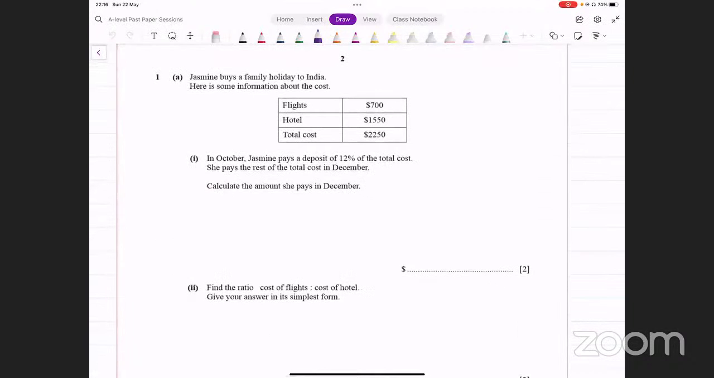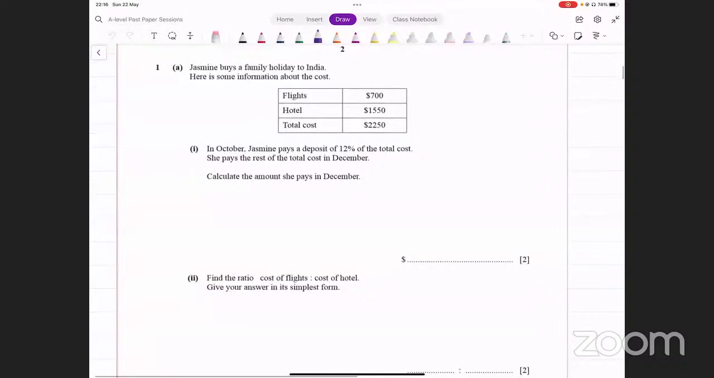Okay, so the first one. Jasmine buys a family holiday to India. Here's some information about the cost. So we are given that in October, Jasmine pays a deposit of 12% of the total cost. She pays the rest of the total cost in December. So she has paid 12% in October of the total cost. This is the total cost. And the rest is paid in December. So baki jitna bhi hai, wo December mein pay hua hai. We have to calculate the amount that she pays in December.